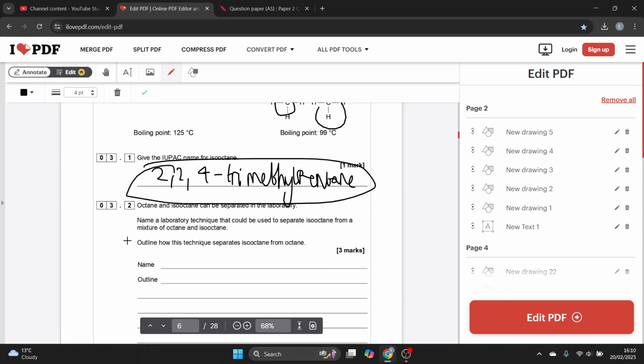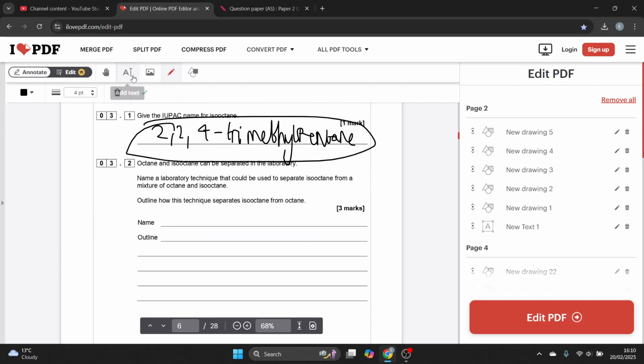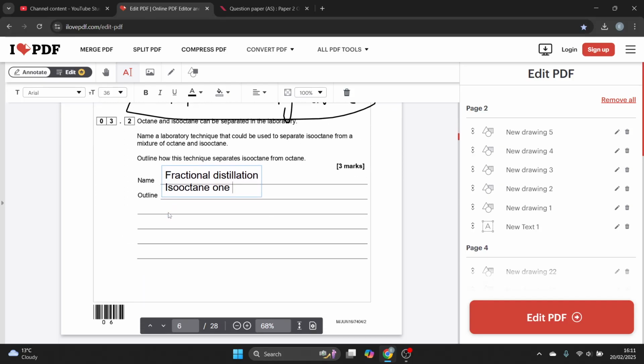2,2,4-trimethylpentane. Name the laboratory technique to separate isooctane from a mixture of octane and isooctane. Fractional distillation, or you could say simple distillation, fractional distillation. Isooctane is the one with the lower boiling point. The lower boiling point boils first. Isooctane condenses, liquefies, and is collected.